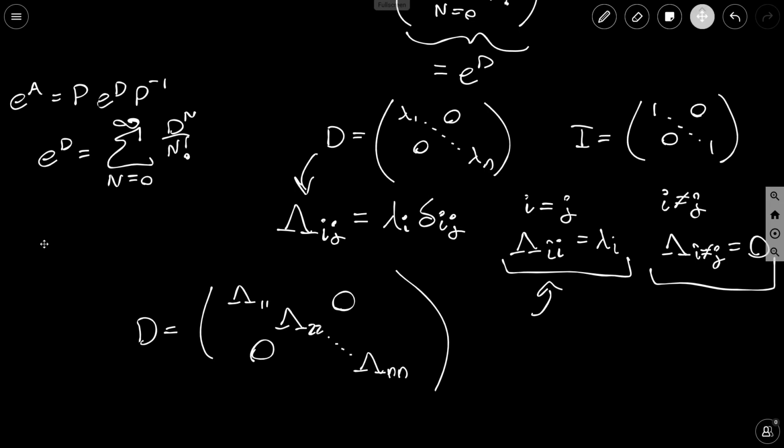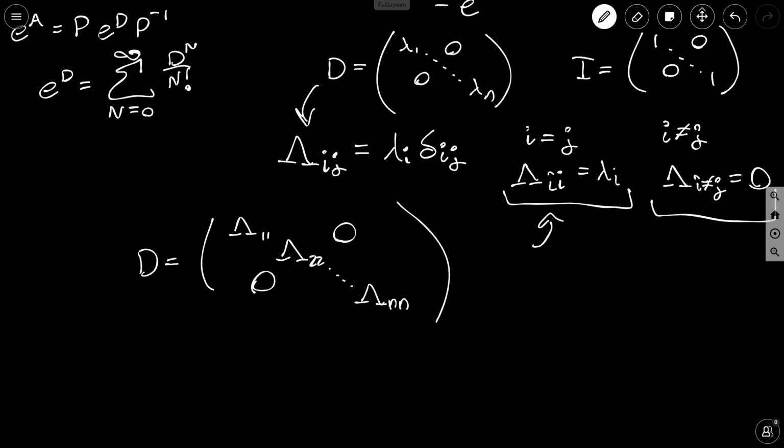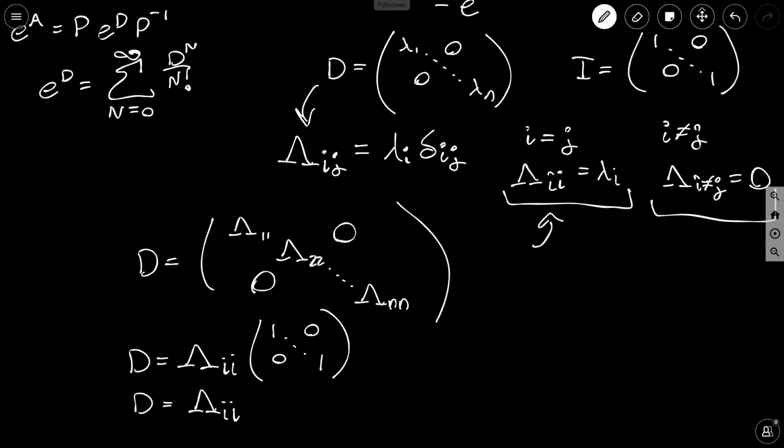So as you can see, this sort of looks like an identity matrix. So I'm going to do a very sneaky trick. I'm going to sort of factor out the lambda matrix element term. So I am going to do this. I'll pull out a lambda sub II, and you see we get an identity matrix. So D is equal to capital lambda sub II times identity.